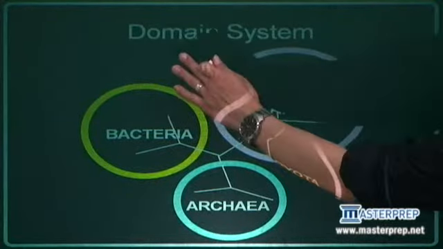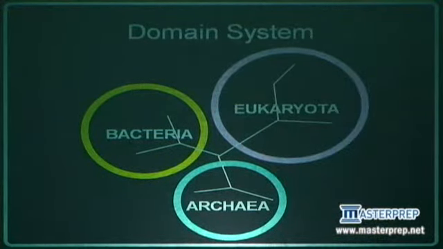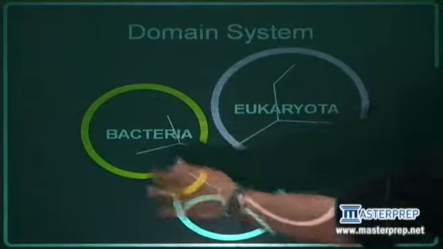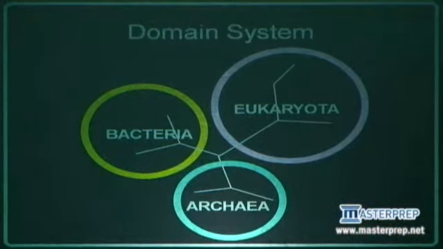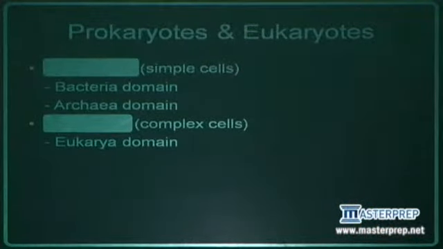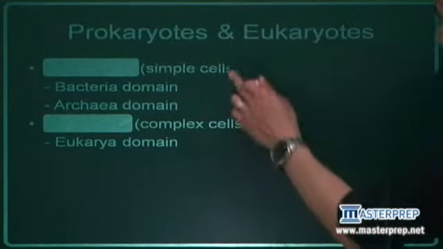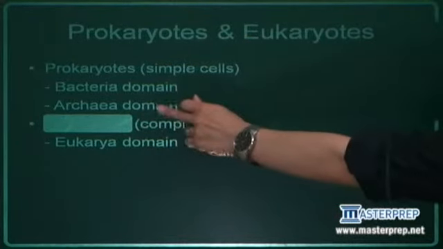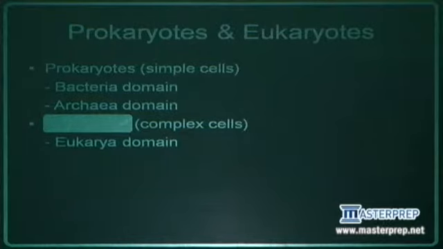So we also learned the domain system, which is the highest rank of the taxonomy. Here we have the bacteria, archaea, eukarya. The one that includes the bacteria and archaea all together is the prokaryotes, and just the eukarya domain is the eukaryotes, of course.